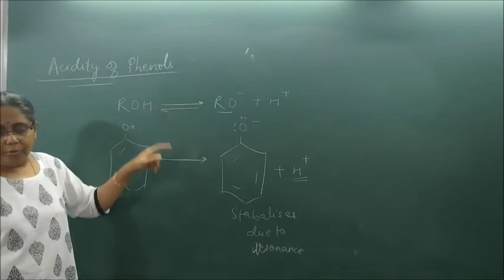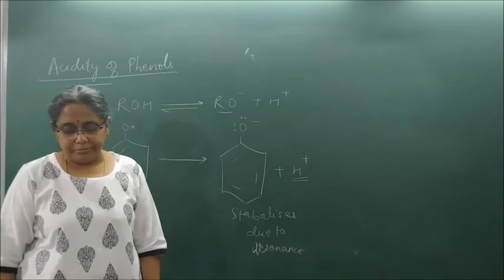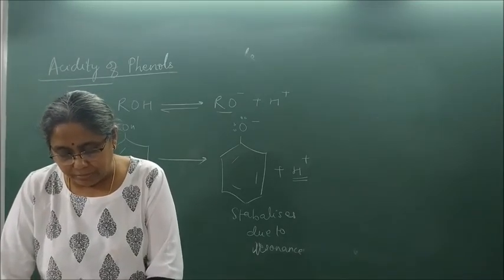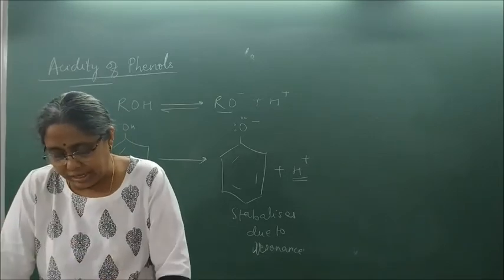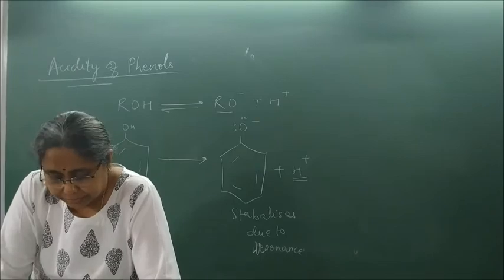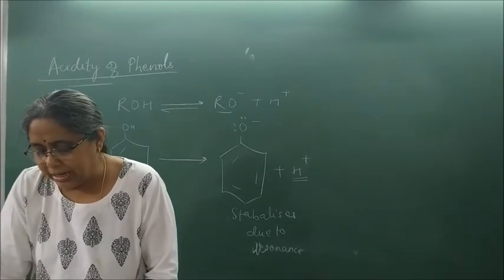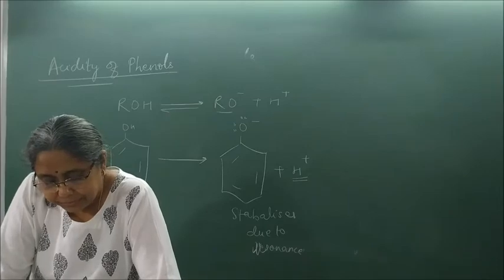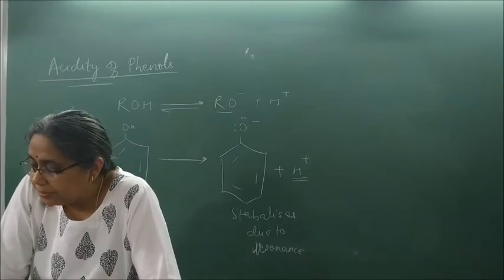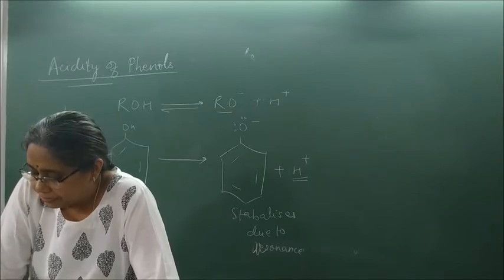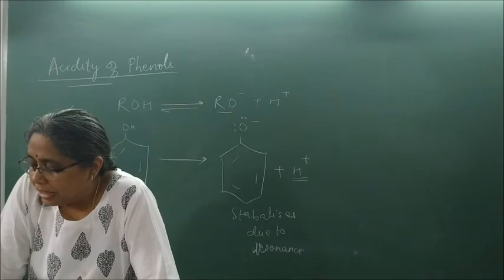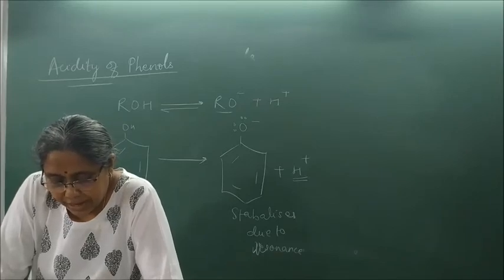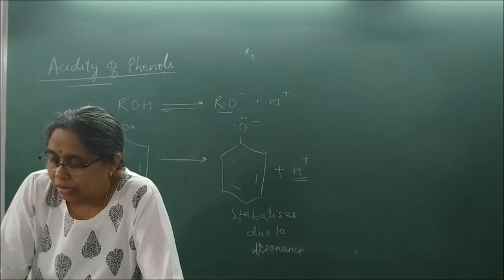Right. First write this equation: ROH gives RO minus plus H plus. Please write: due to higher electronegativity, the alkoxide ion is not stable, and hence it combines back with the proton to form alcohol.